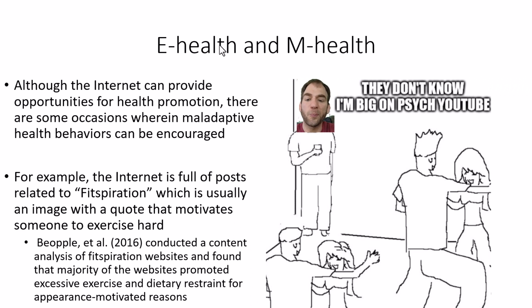Although the internet can provide opportunities for health promotion, there are some occasions wherein maladaptive health behaviors can be encouraged. And as you should know by now, maladaptive, researchers just throw that term around to mean bad. Does it actually mean that? Debated. But we're rolling with the wording that's given to us. So bad health behaviors, negative health behaviors can be encouraged. For example, the internet is full of posts related to, quote, Fitspiration, which is usually an image with a quote that motivates someone to exercise hard. Bopple and their friends in 2016 conducted a content analysis of Fitspiration websites and found that the majority of the websites promoted excessive exercise and dietary restraint for appearance-motivated reasons. So here we have this construct Fitspiration, wherein this author is operationally defining it as a maladaptive health behavior, or negative health behavior.